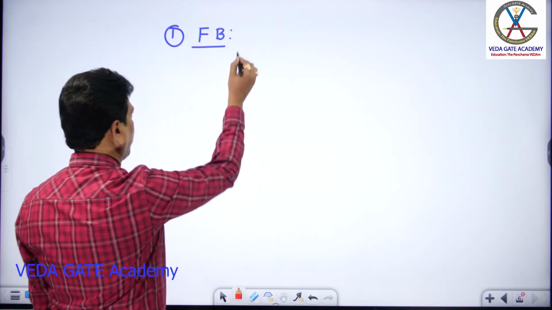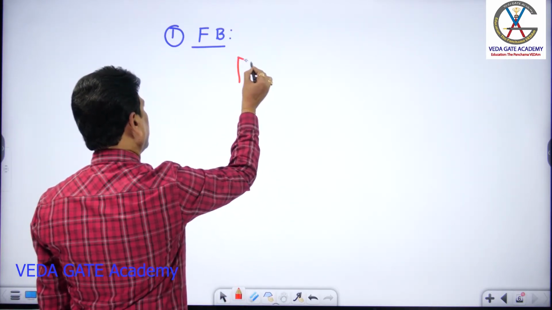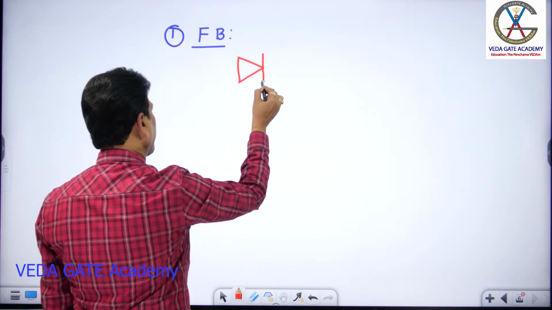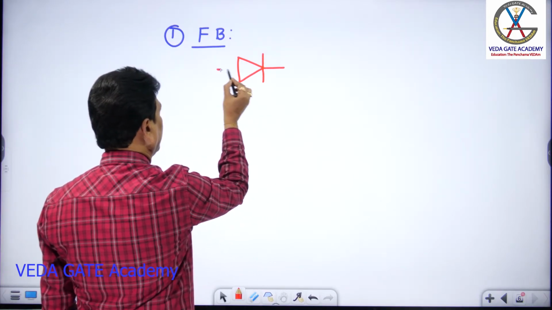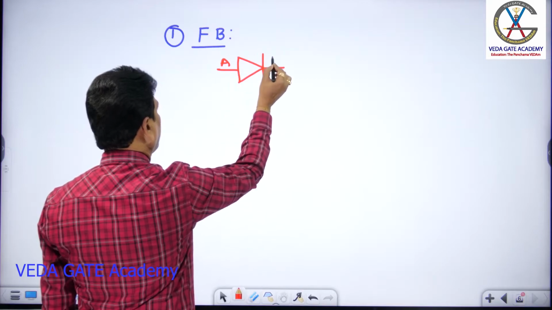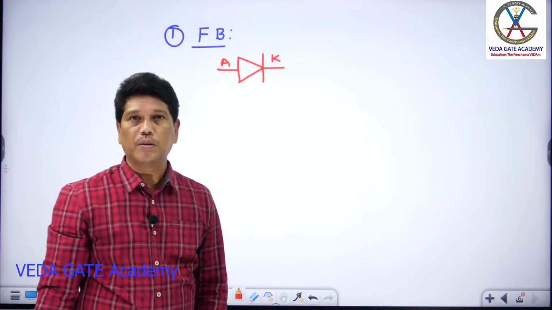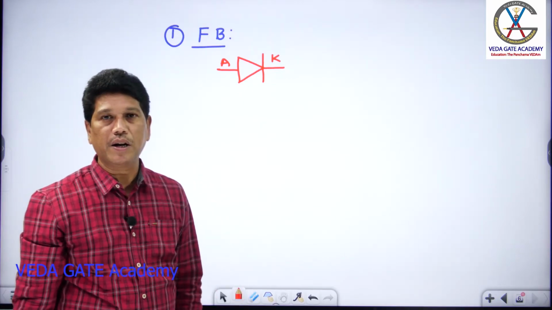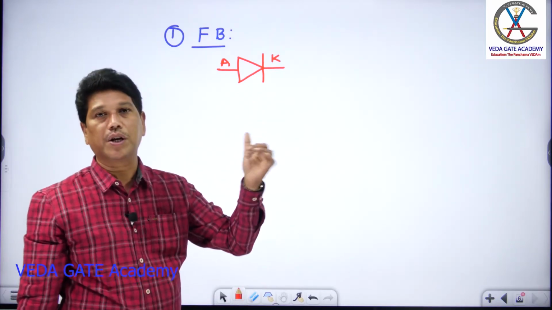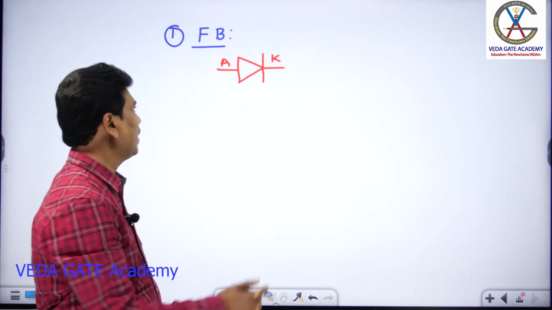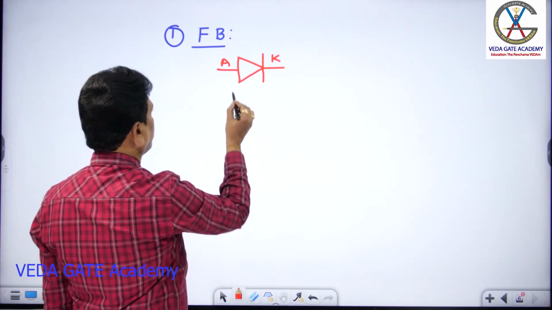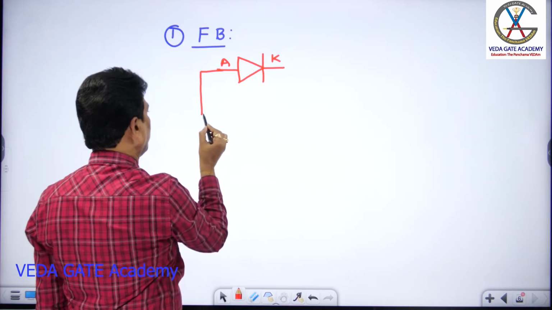This is the symbol for a diode. The diode is a unidirectional device because it allows current in only one direction, that is from anode to cathode. The symbol indicates a unidirectional device. Based on that, the diode can act as a switching element, and with that switching application, it can be used as a rectifier. So forward bias means the anode is kept at a positive potential with respect to the cathode, like this.